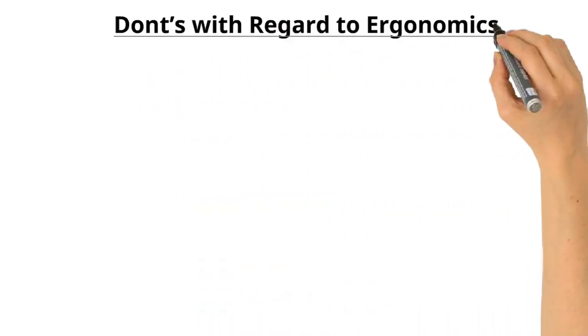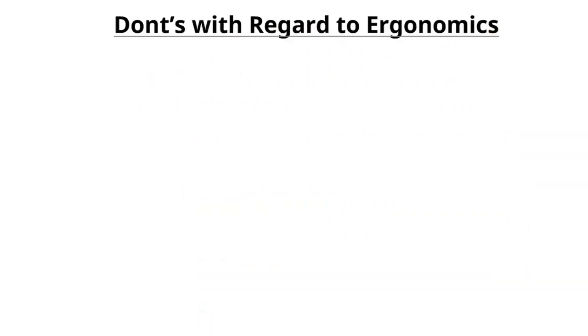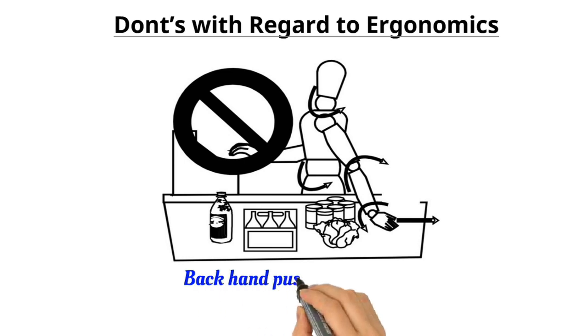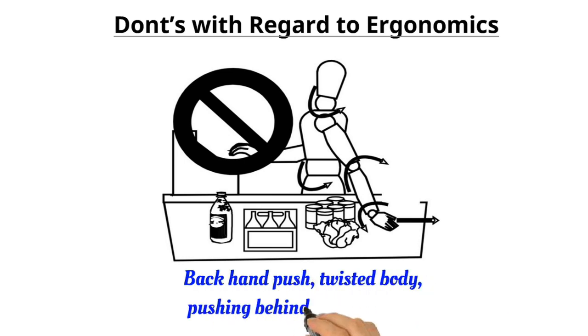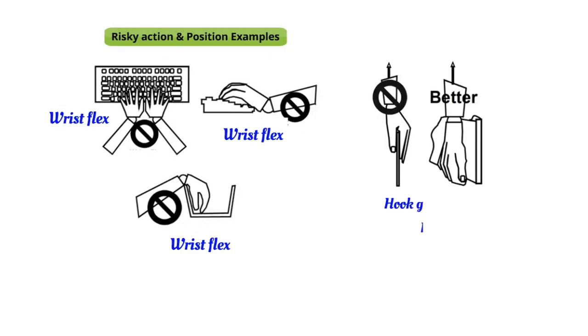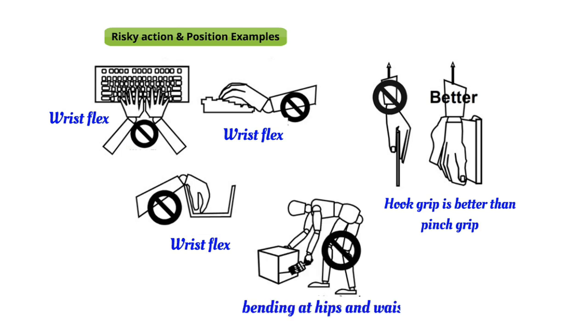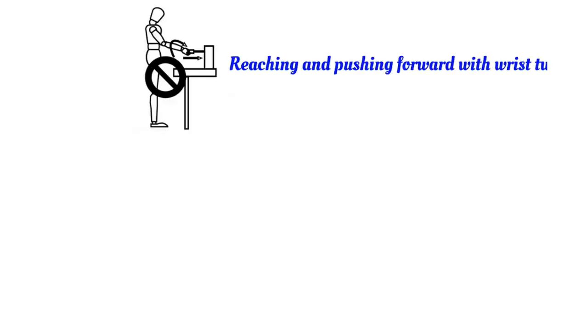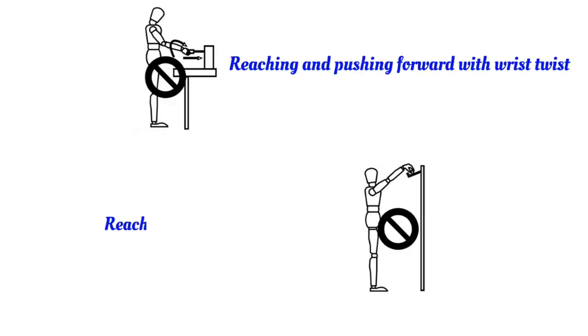Let us look at some don'ts with regard to ergonomics. Backhand push, twisted body, pushing behind, twisted arms. Risky action and position examples. Wrist flex. Hook grip is better than pinch grip. Bending at hips and waist. Reaching and pushing forward with wrist twist. Reaching above shoulders.